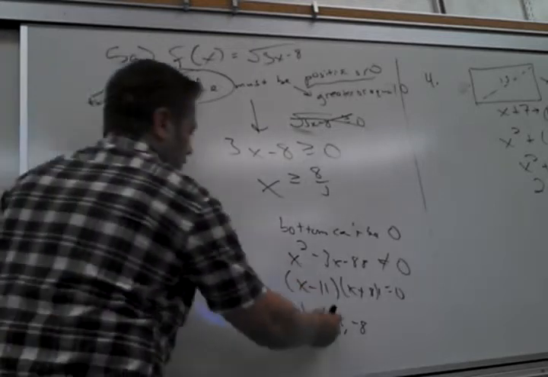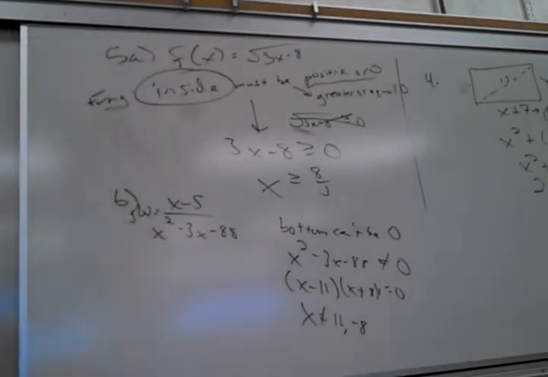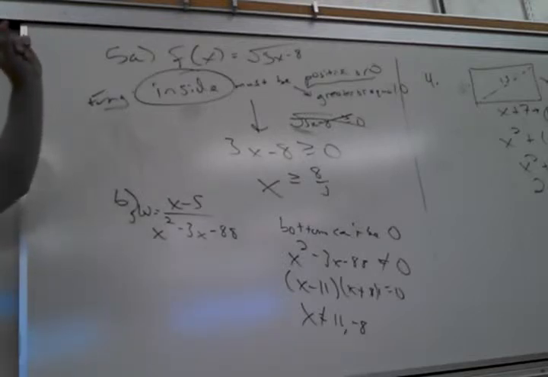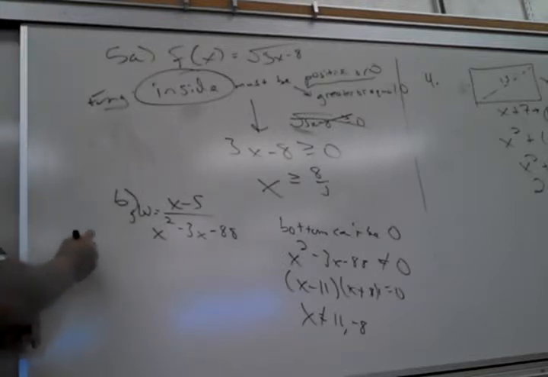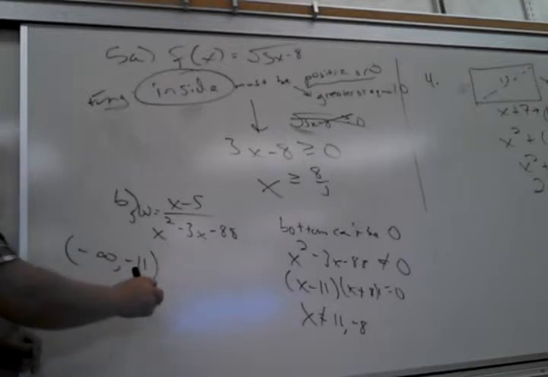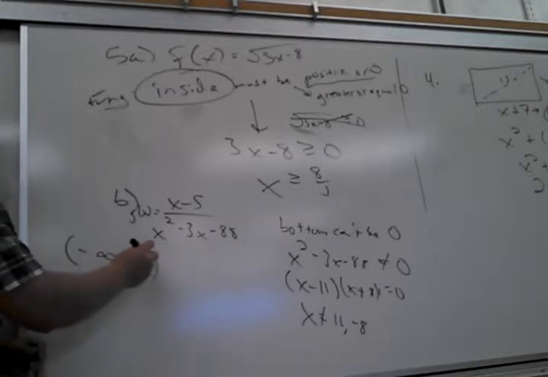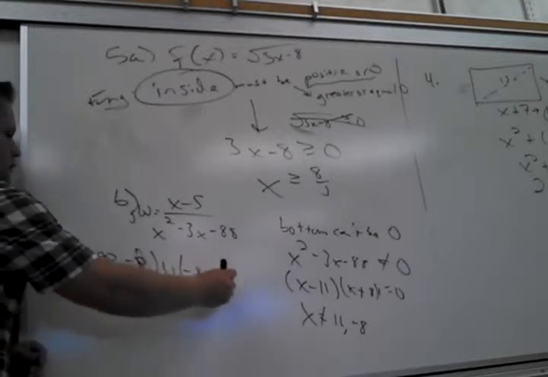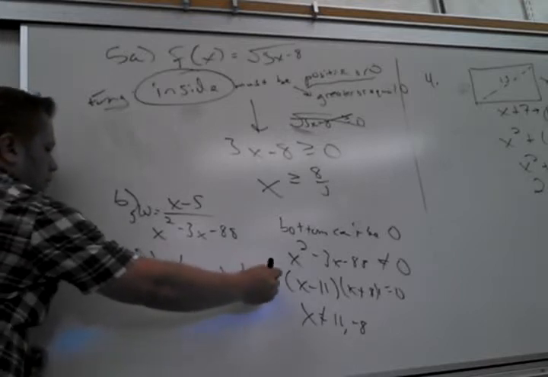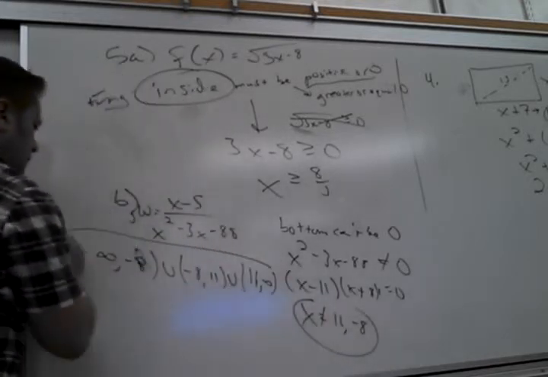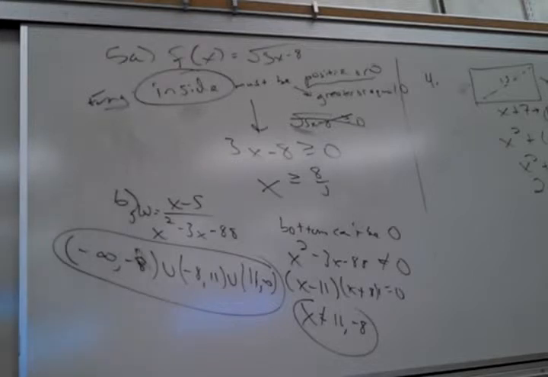So even if you just do this, I'm actually cool with that. If I'm not specific with how I want the answer, that's fine with me. Or you could even go as far as negative infinity up to negative 11. Oops, negative 8. Or negative 8 up to 11. Or 11 to infinity. So anything in between this and that is fine, as long as you capture that you're throwing out those two options. How are we doing so far? Okay.